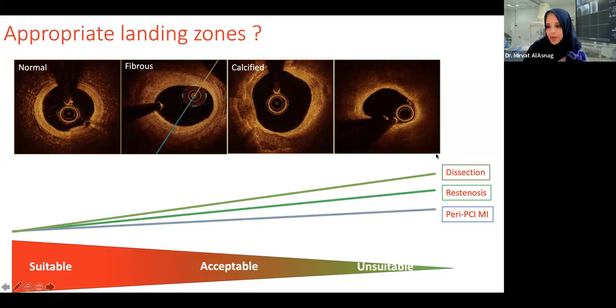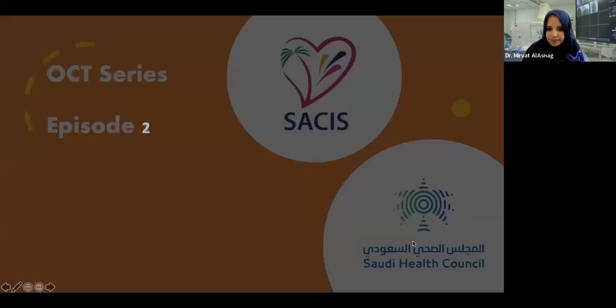And this is the area where, as he mentioned, dissections, restenosis, and peri-PCI MIs because of the edge dissections can happen. And so the lipidic is the least suitable, right? Although some of the more stubborn ones are the calcified and occasionally the fibrous, actually the lipidic are probably the ugliest place to leave them.